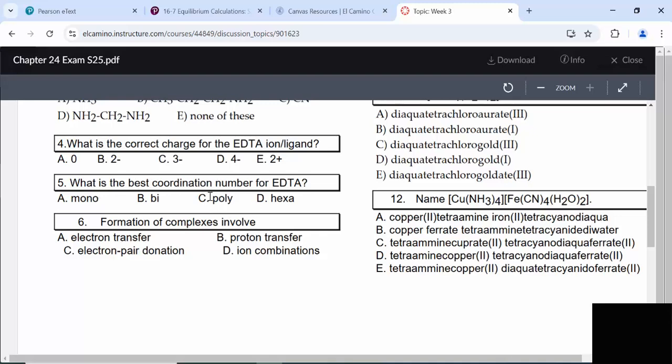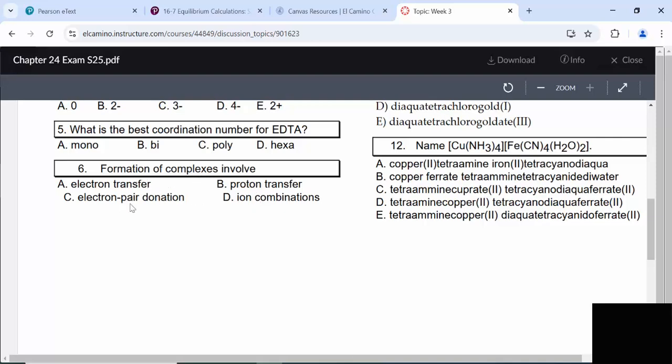What is the best coordination number for EDTA? The best one is not poly. It would be probably hexa. It'd be more specific. So sometimes you get questions like this where both are correct. C and D are correct, but D would be better, the better answer. So you choose the best answer for this particular one.